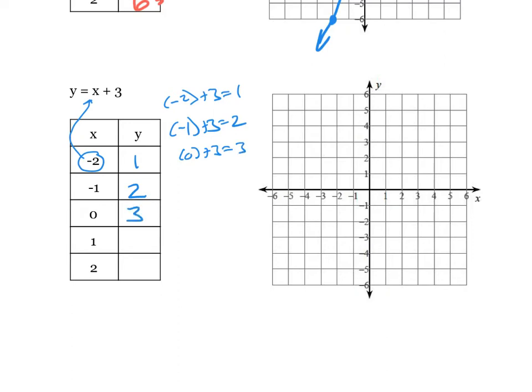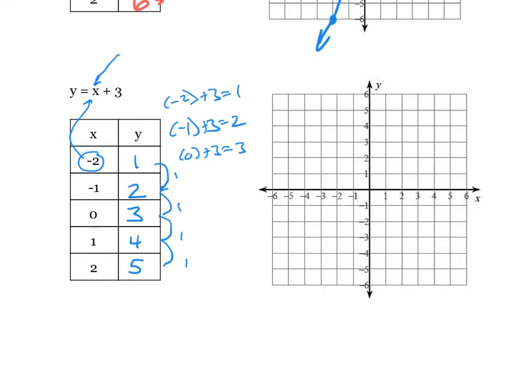And I think you can see the pattern. It's going 1, 2, 3. If you plug in a 1, you'd get a 4. Plug in a 2, you'd get a 5. Notice it's increasing again by 1 every time the y value is. And if you look up here, what is in front of that x? Well, that would be a 1.